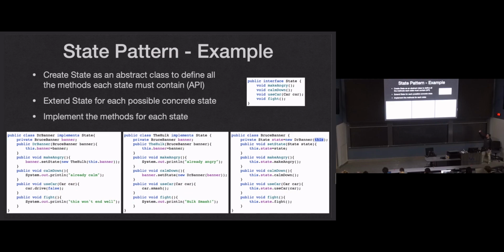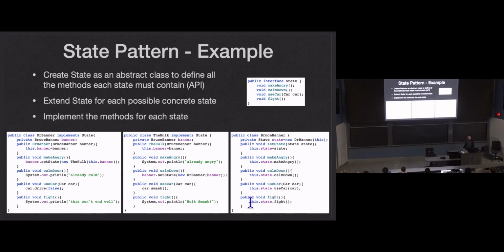So this line of code is executed while the constructor is being executed. And when a constructor is running, this is a reference to the object that's being created. So we're going to pass a reference to the Bruce Banner object that's being created to the state. And we're going to set the initial state to Dr. Banner. So when we first create a Bruce Banner, or when Bruce Banner's born, he's going to be born as a doctor, I guess. And we're going to pass a reference to Bruce Banner to that Dr. Banner state.